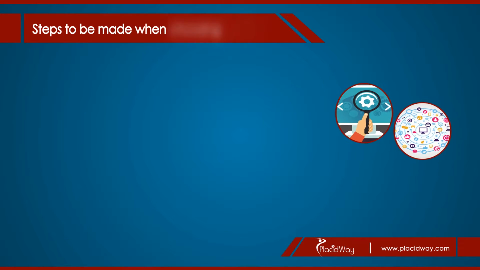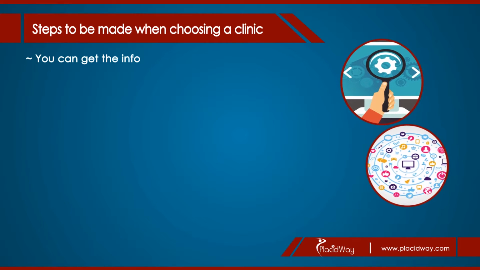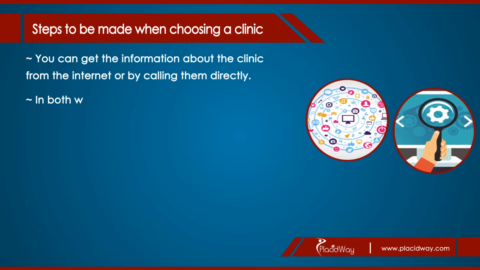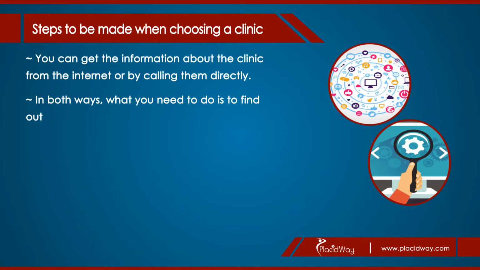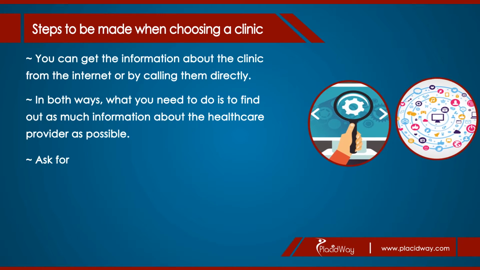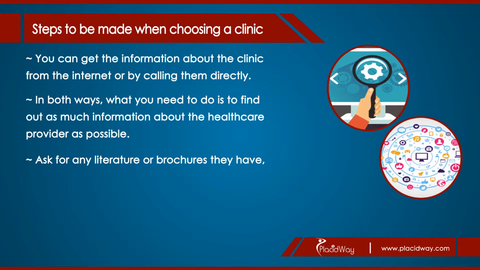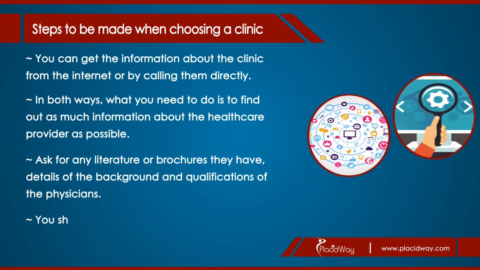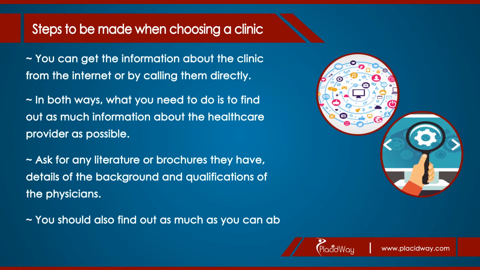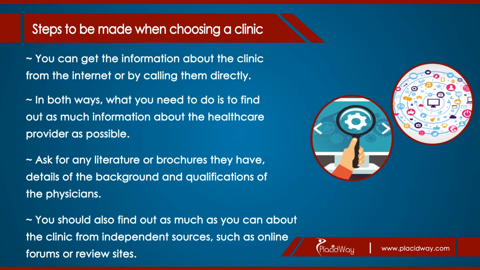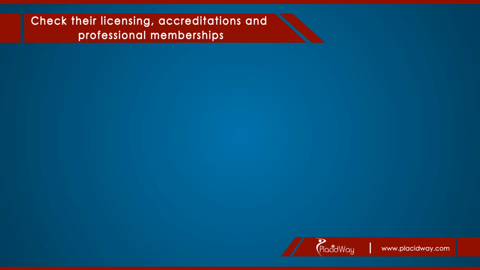Steps to be made when choosing a clinic. You can get the information about the clinic from the internet or by calling them directly. In both ways, what you need to do is to find out as much information about the healthcare provider as possible. Ask for any literature or brochures they have, details of the background and qualifications of the physicians. You should also find out as much as you can about the clinic from independent sources, such as online forums or review sites. Check the licensing, accreditations and professional memberships.